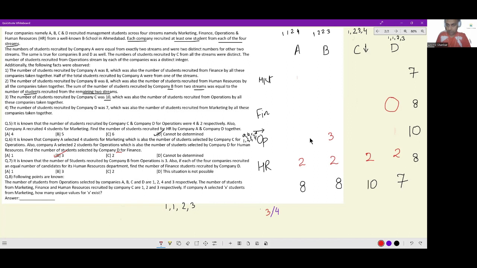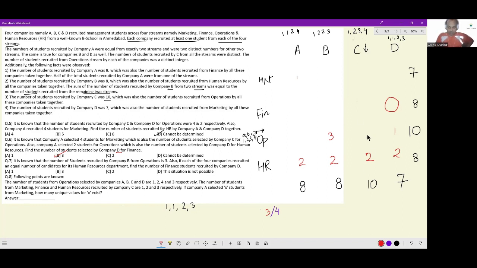Operations is supposed to have 2 somewhere. Can it have 2 with A? No. A had only a singular 2 and it has been used up here. A only had a single 2 and it has been used up with HR. Can it have 2 with B? No. We are told B had 3 people in operations.